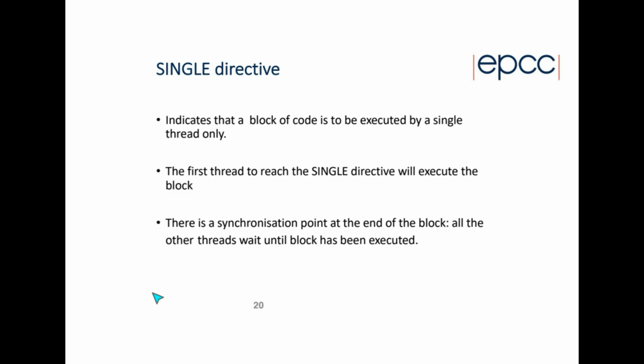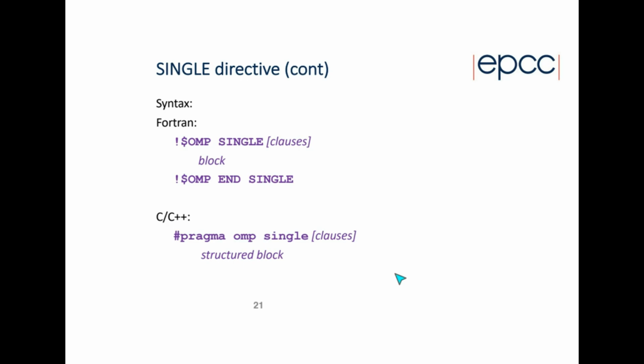The way single works is that the first thread to reach the single directive will execute the block of code. And like the loop construct, there's a synchronization point at the end of the block. All the other threads will wait until the block has been executed. No big surprises with the syntax here. For Fortran, single and end single enclose a block of code, and in C and C++, it's hash pragma omp single followed by a structured block.